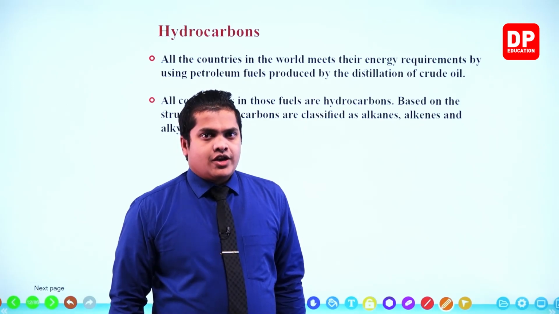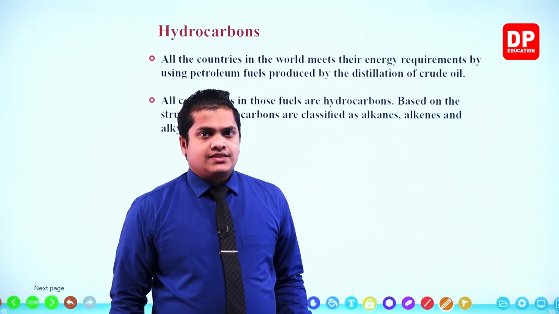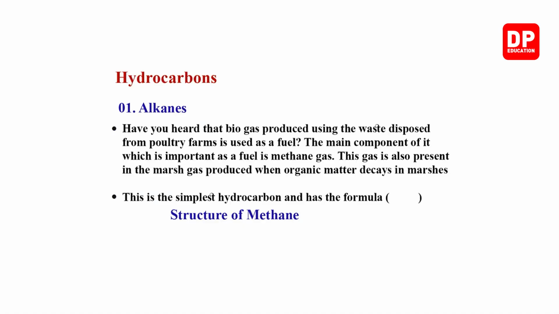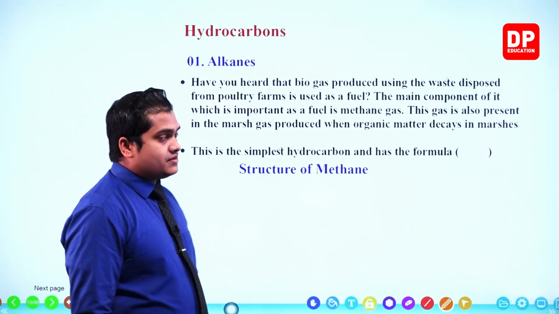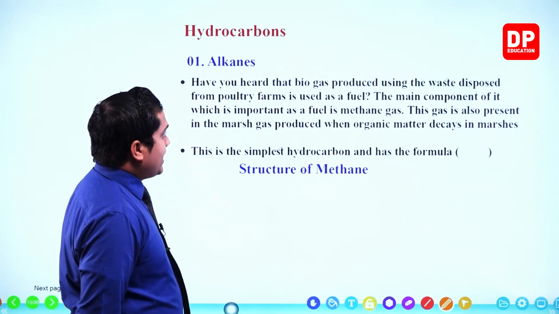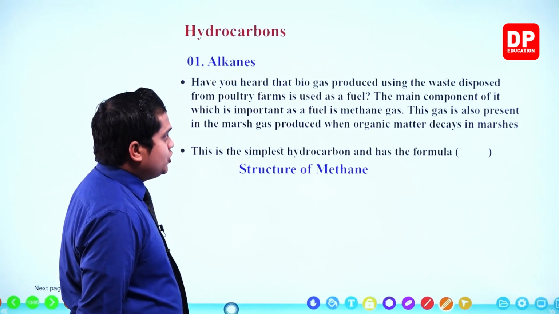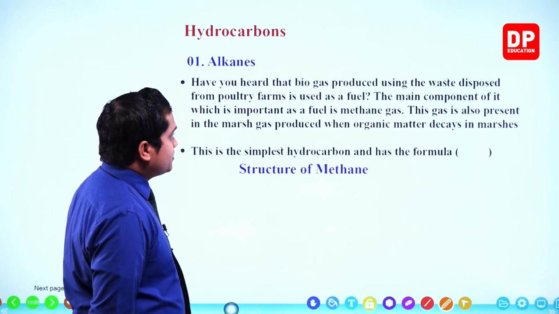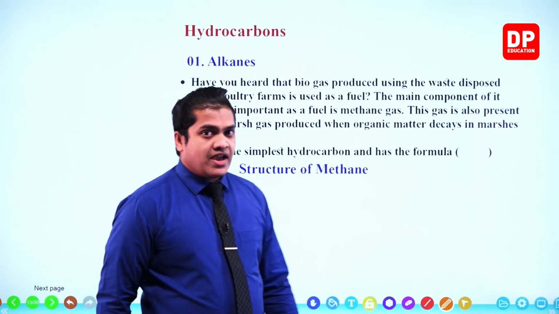Okay. Now we are about to discuss these three categories, my dear children. Okay. So let's head on to see what these types of hydrocarbons are. Number one, alkanes. Alkanes. Have you heard that biogas produced using the waste disposed from poultry farms is used as a fuel? I think you have, right?